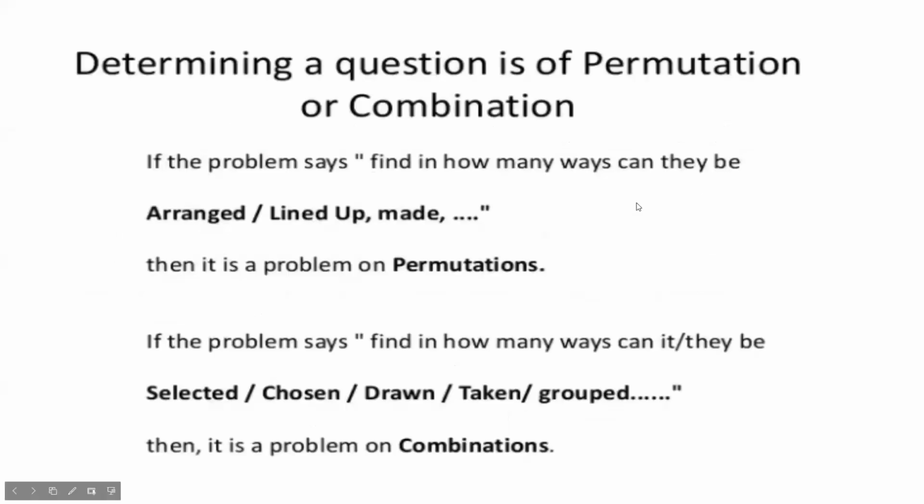And this is like a summary of how to determine whether to use combination or permutation. In permutation, order is important. In combination, order is not important. Just keep that in mind.